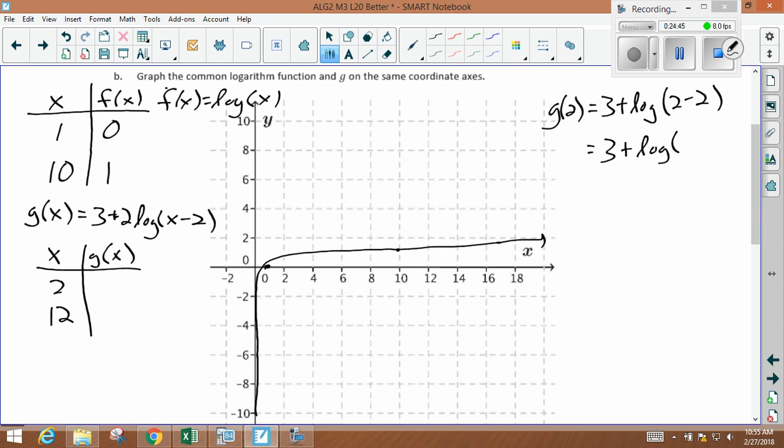I want to have a log of 0, right? I don't think 2 works, because I can't have log of 0, right? So we should try a different one. Maybe we go one more. How about we go 3 instead? That's interesting. So 2 is not on my graph, right?